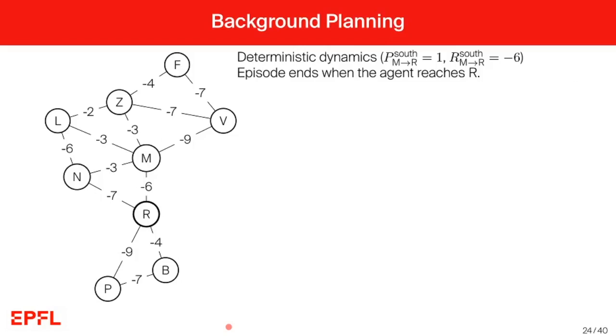So the simple deterministic example is the following. We have here an extremely simplified version of a map of Europe. We have Rome, Palermo, Bari, Nice, Milan, Vienna, Frankfurt, Zurich, and Lausanne. Now, the dynamics is deterministic. So if you are in Milan and you take action south, you will end with probability 1 in Rome, and what you have to pay, or if you want the reward here, is -6, standing for 600 kilometers that you need to travel from Milan to Rome.